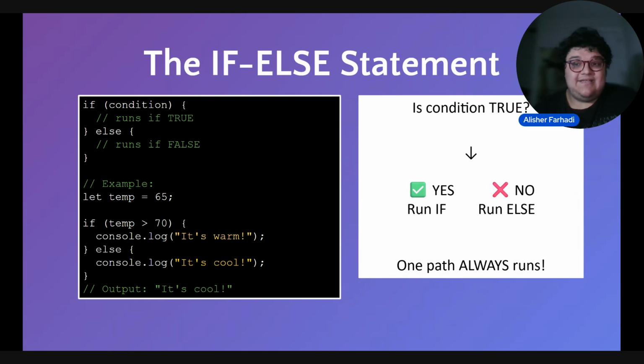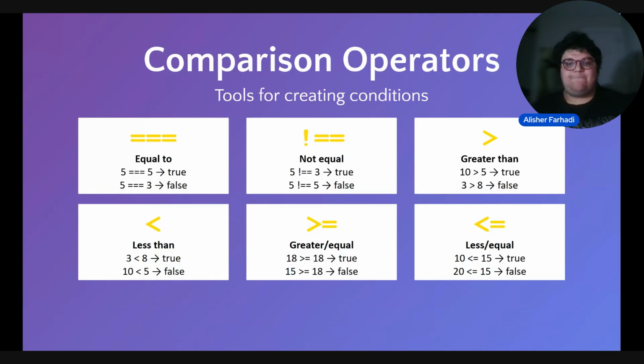Now let's take a look at something that's a little bit more complicated. We saw our if-else statements, but how do we chain them together? How do we have multiple conditions? Well, we're going to see in a minute. First, let's discuss these operators.